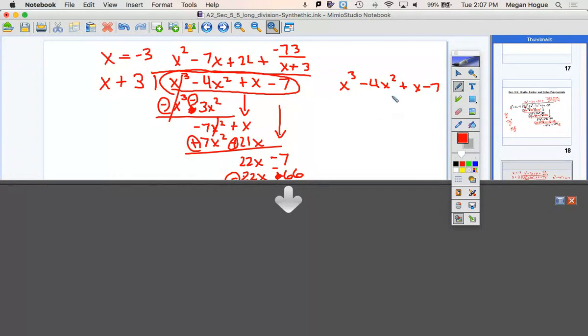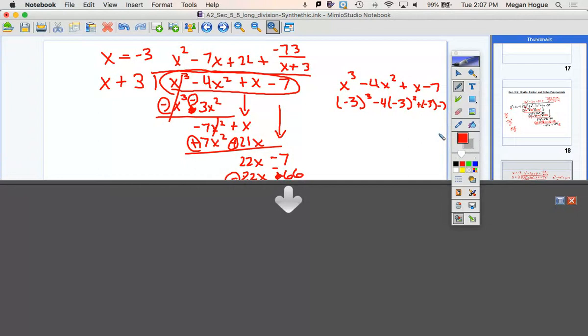So in this right here, with your calculators, plug in negative 3. So do negative 3 to the third minus 4 times negative 3 squared plus negative 3 minus 7. I ran out of room at the end. That theorem says we should get the remainder.